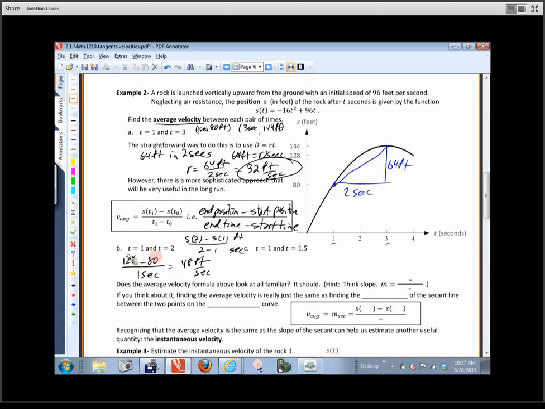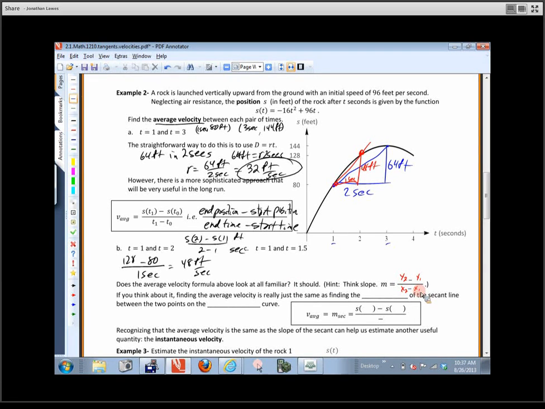What I did right here is I said, let's just go from 1 to 2. So let's go from here to here. This was 1 second, and this was 48 feet, right? 48 feet over 1 second, that produced my 48 feet per second. Well, what are we doing here? Does this look familiar? Aren't we just computing a slope? Yeah, we are. Okay, so that average velocity formula is like having y2 minus y1 over x2 minus x1.